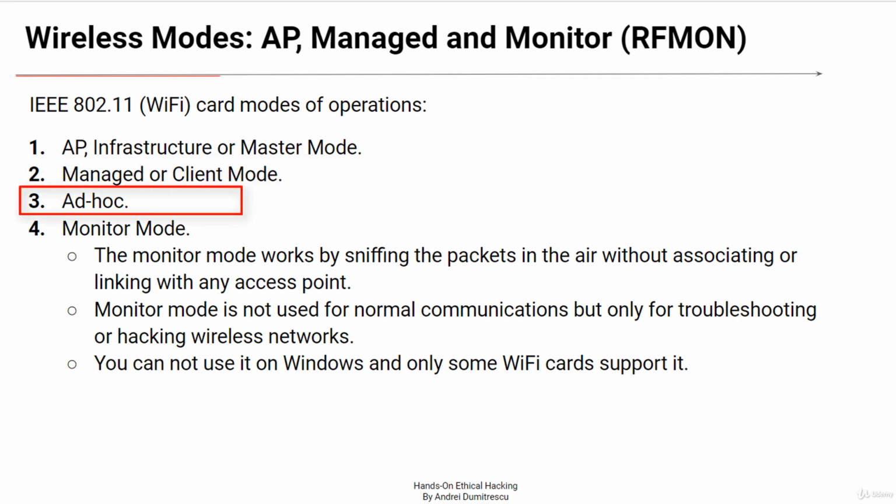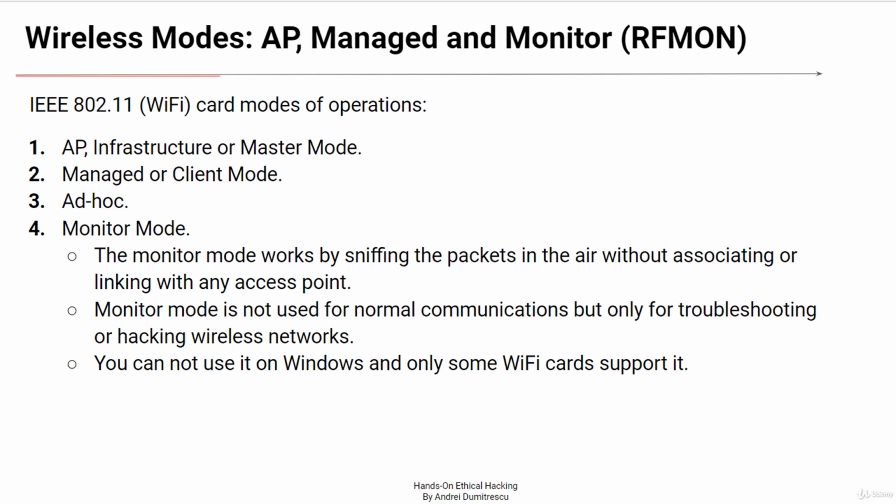Then there's the ad hoc mode. In the ad hoc mode, there is no master, access point, or wireless router. Each wireless card communicates directly with its neighbors. Nodes must be in range of each other to communicate and must agree on a network name and channel.